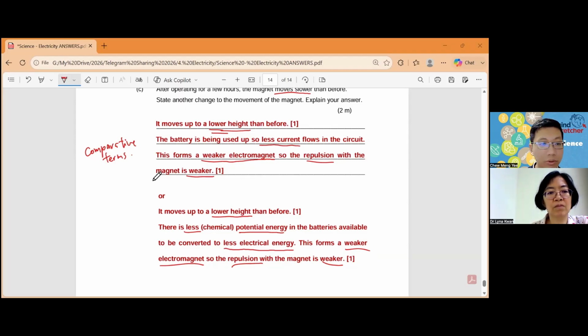Bulbs will be dimmer. Eileen, which one are you talking about? Bulbs will be dimmer. B is it? Bulb is the brighter one.